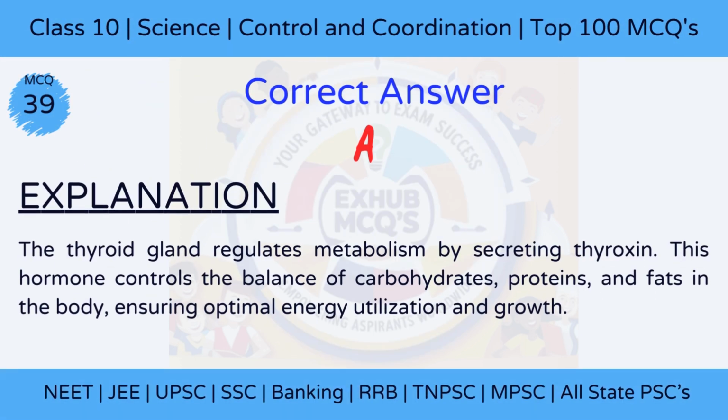The correct answer is option A, thyroid gland. Explanation. The thyroid gland regulates metabolism by secreting thyroxine. This hormone controls the balance of carbohydrates, proteins, and fats in the body, ensuring optimal energy utilization and growth.